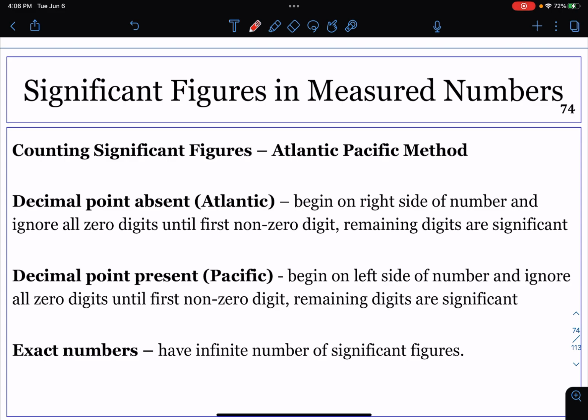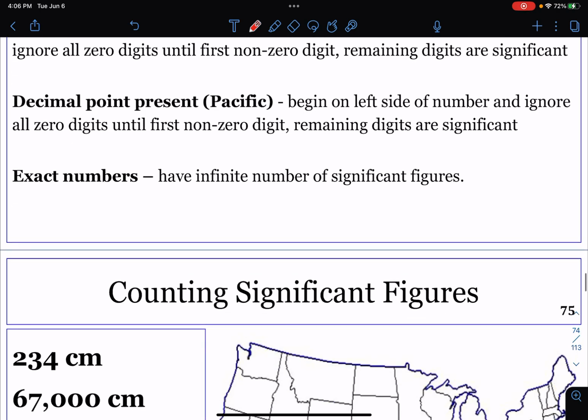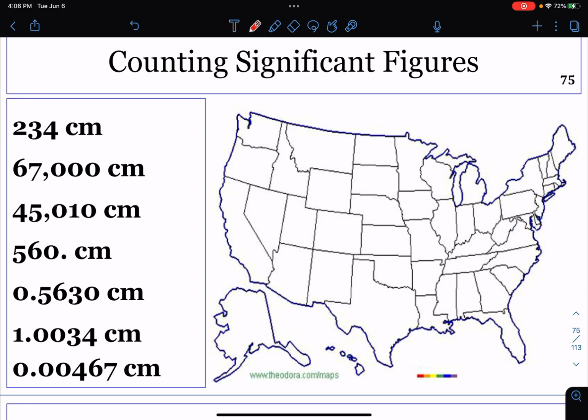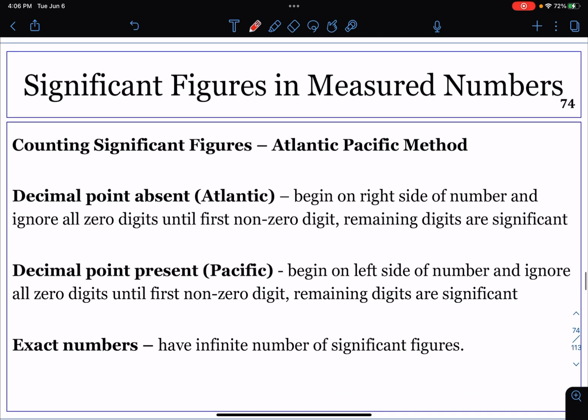If you're looking at a number that you know is a measured number, here's a quick way to determine how many significant figures the number has. Essentially, it's determining whether the zeros are significant or not, and it's called the Atlantic-Pacific method. Imagine a map of the United States here. The Pacific Ocean is over here and the Atlantic Ocean is over here on the right-hand side. So if the decimal point is absent, A for absent, A for Atlantic, begin on the right side of the number and ignore all the 0 digits until you come to the first non-zero digit. And then that digit and the remaining digits going in that same direction are significant.